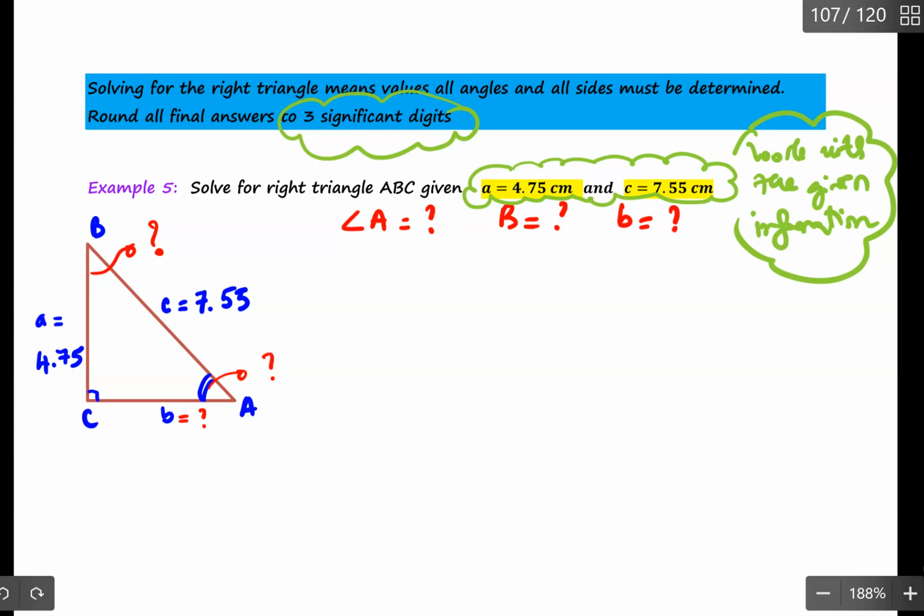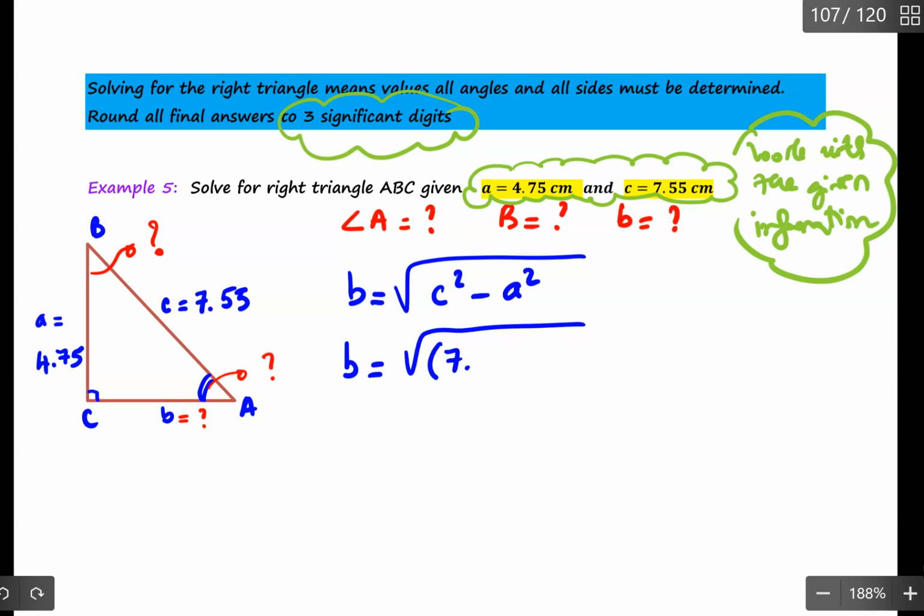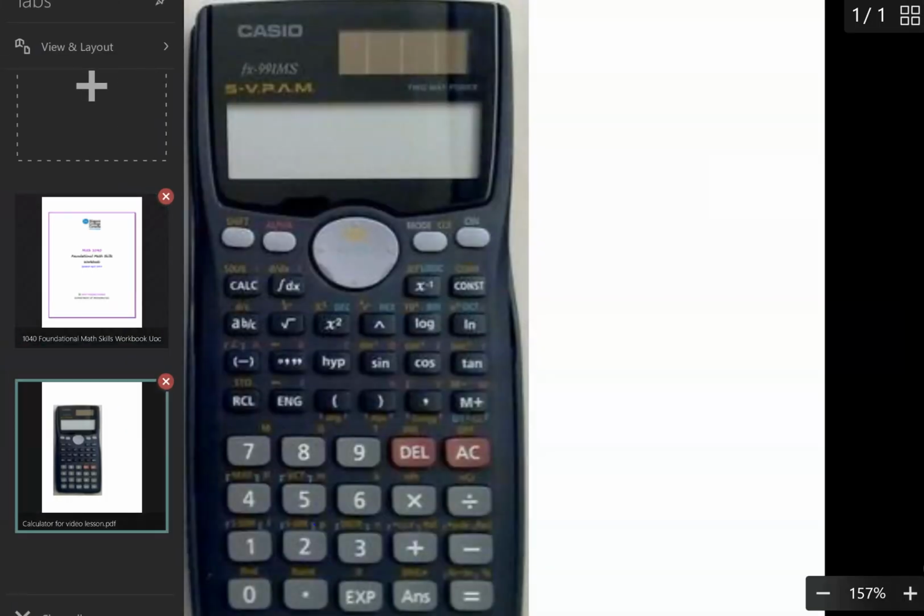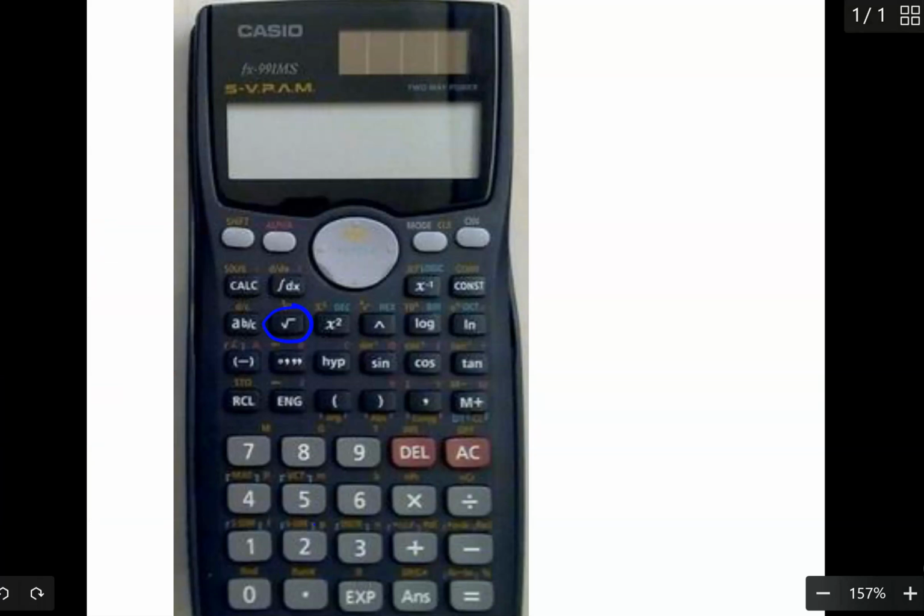In solving for b, I will use the Pythagorean theorem. So it says that I will take the square root of c squared minus a squared. So I should key this into my calculator: square root, bracket, 7.55, and then I square that, subtract 4.75, square that, and close the bracket, and press the equal sign. So let's review our calculator. On this calculator, I will press this key. I should have this square root sign, and I press this bracket.